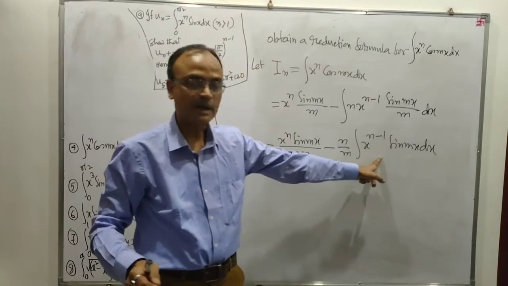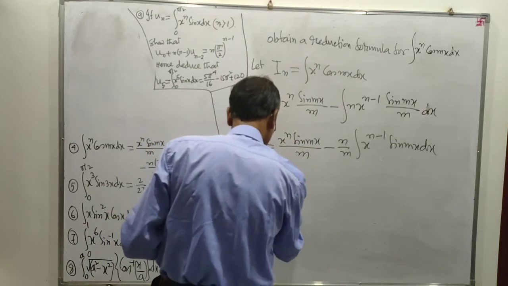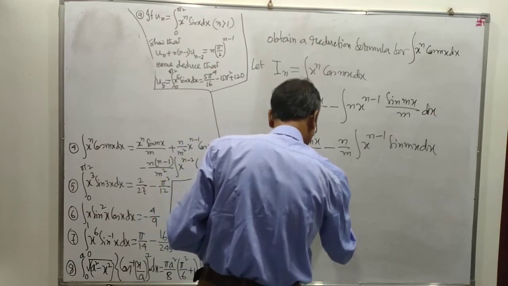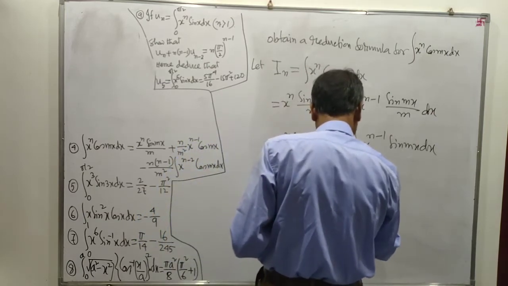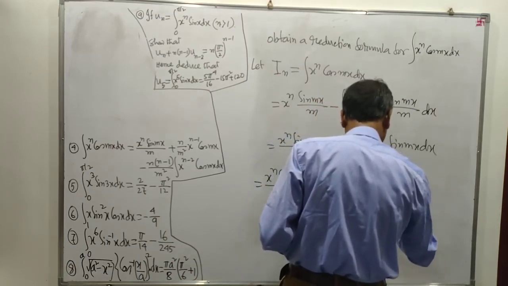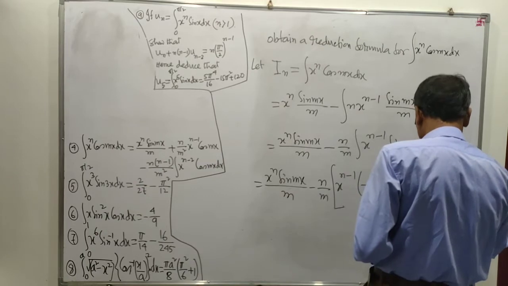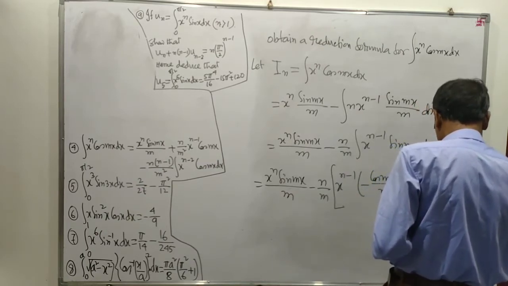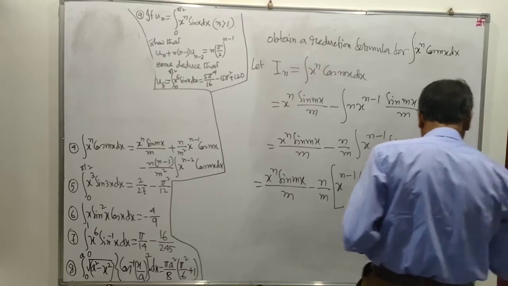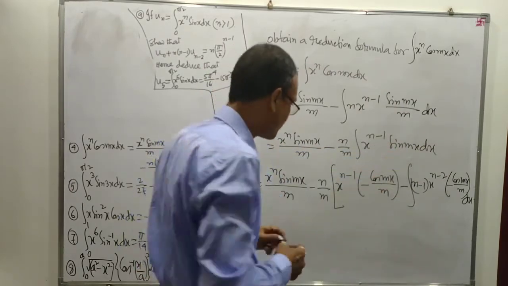Now again integrate this by parts regarding sin mx as the second function. This is equal to x to the power n sin mx divided by m minus n by m, first function x to the power n minus 1 into integration of the second function, minus integral differentiation of the first function n minus 2 into integration of the second function dx. Again integrate this by parts regarding sin mx as the second function.